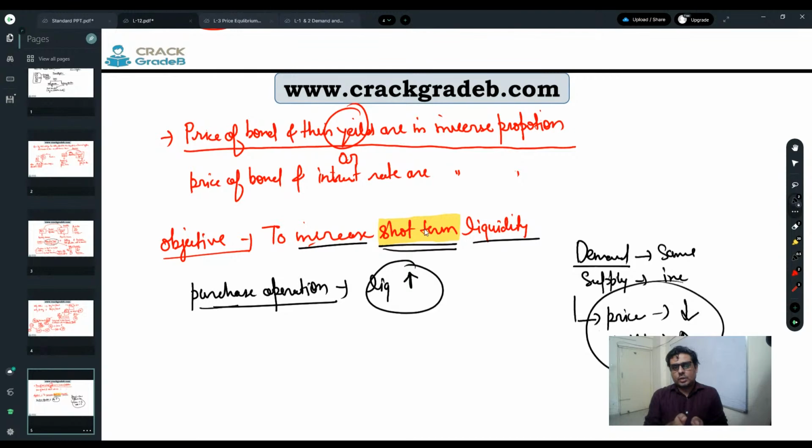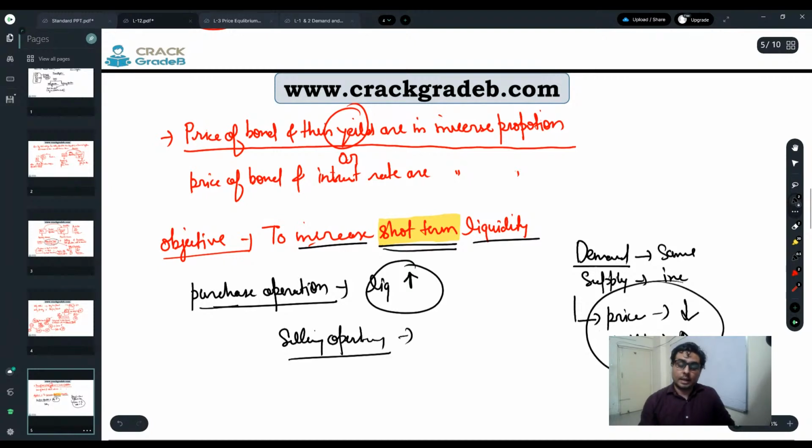So operation twist, what? First, we will absorb the long term liquidity which is available in the market by going for selling operation. So we will absorb all long term liquidity. And at the same time, we will do the purchase operation of short term liquidity which is available in the market. So by that, RBI is going to increase the liquidity in the shorter term.